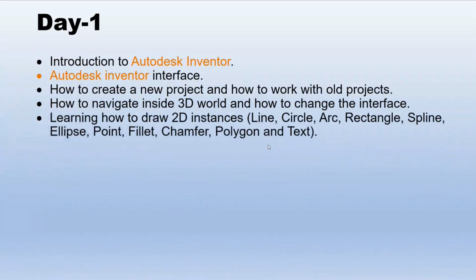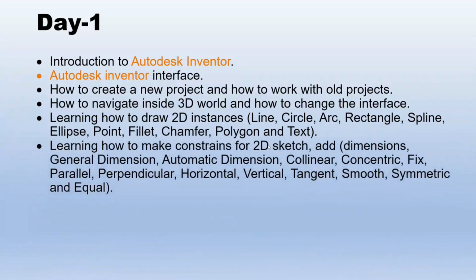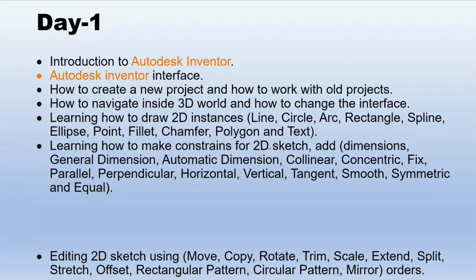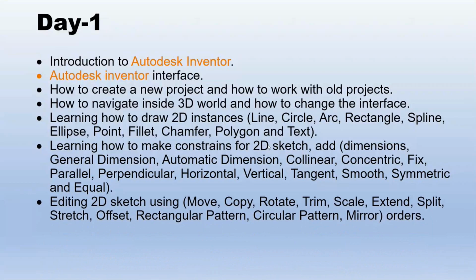After that, we will learn how to make 2D instances like lines, splines, circles, arcs, etc. After that, we will learn how to make constraints for the 2D sketch, like adding dimensions, making a line perpendicular to another line or parallel to another line, all of that. The next step, we will learn how to edit the sketch, like moving some parts of a sketch or all of the sketch, copying some parts of a sketch, scaling or splitting lines, making a rectangular pattern or circular pattern or mirror.